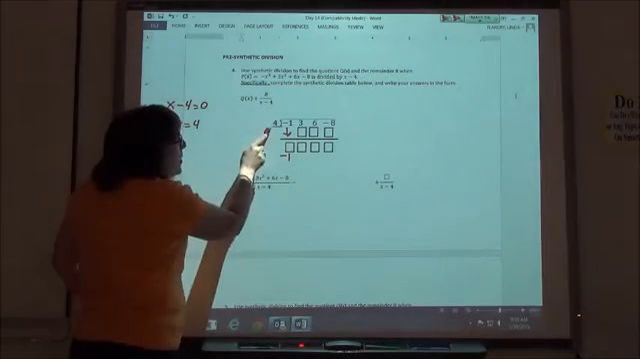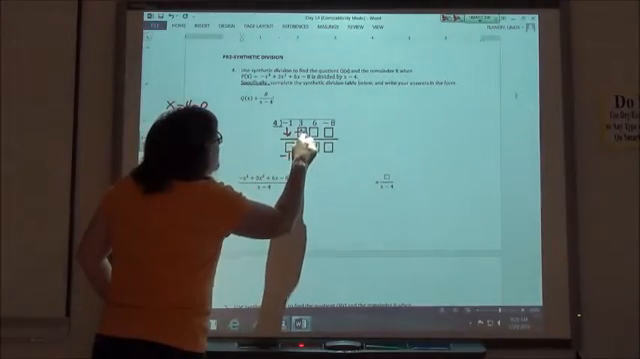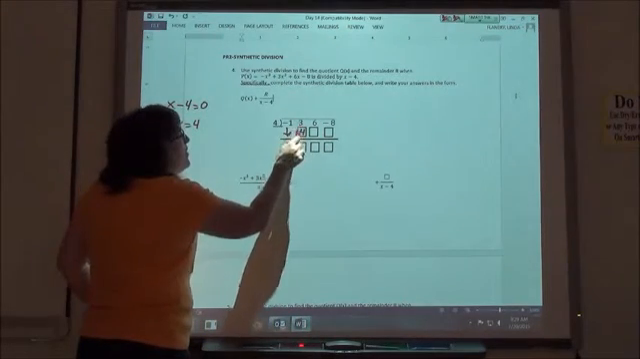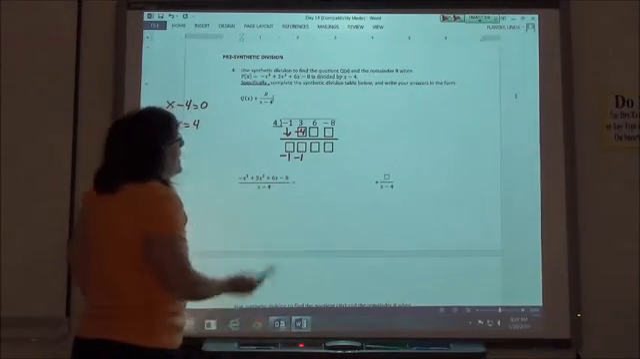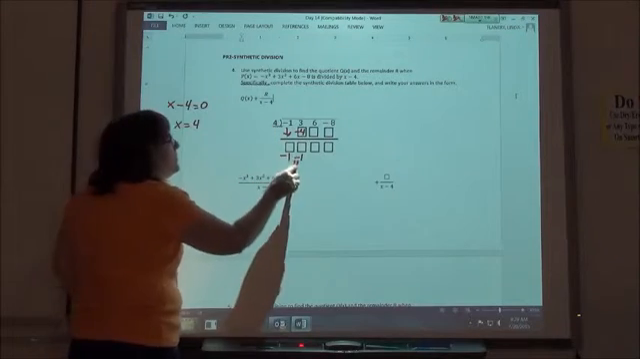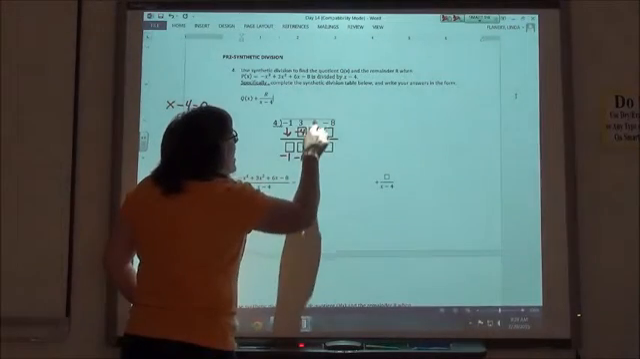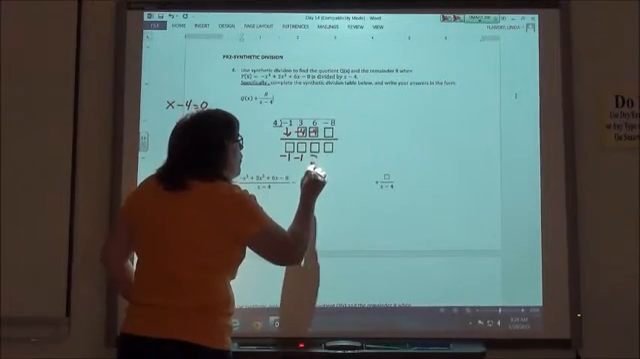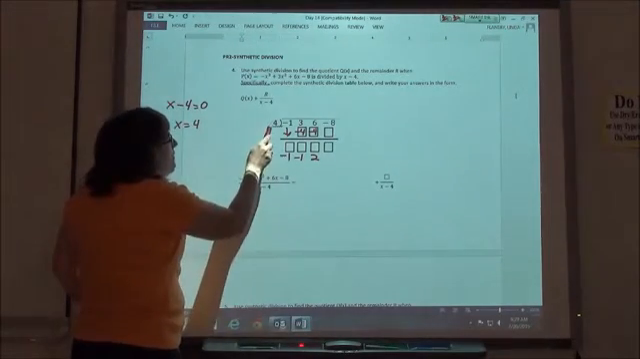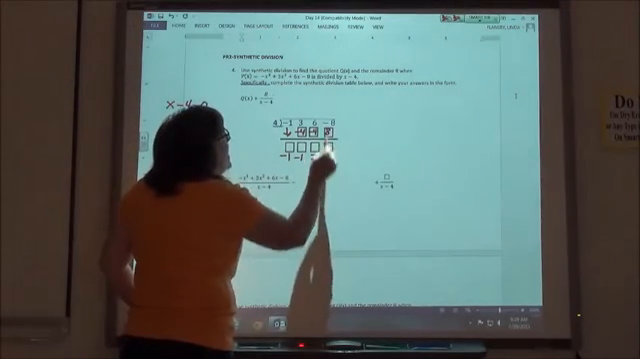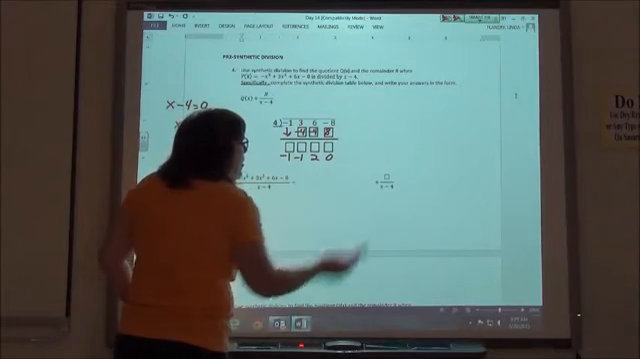I'm going to put it underneath so you can read it, negative 1. Then you're going to multiply this times this, so that's going to be negative 4. You're going to add 3 plus negative 4, negative 1 again. Multiply 4 times negative 1, negative 4, add 6 plus negative 4, 2. Multiply 4 times 2 is 8, negative 8 plus 8 is 0.